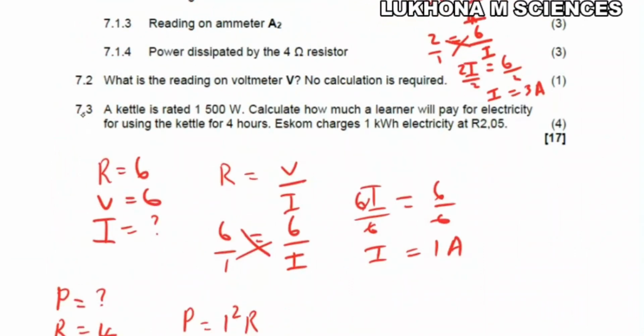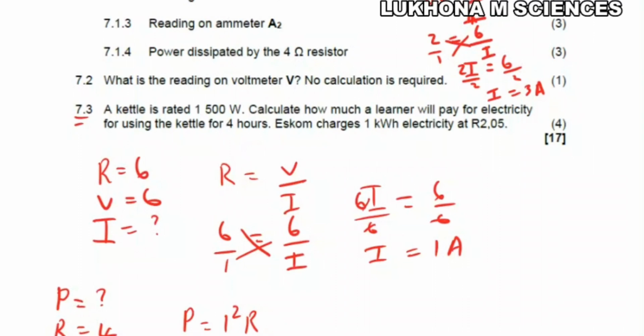This question: the kettle is rated 1500 watts. Calculate how much a learner will pay for electricity for using the kettle for 4 hours. ESCOM charges 1 kilowatt hour of electricity at 2.05 rand, 2 rand 5 cents. So we want to know after 4 hours how much it will be.